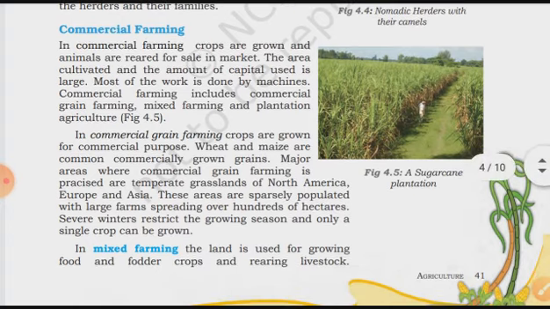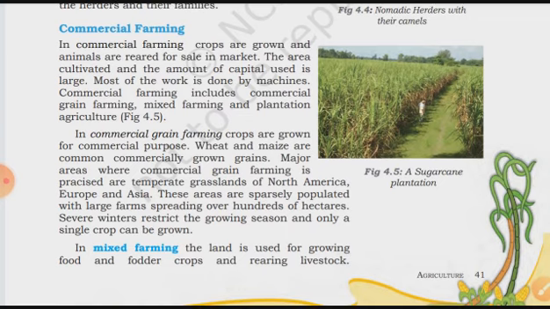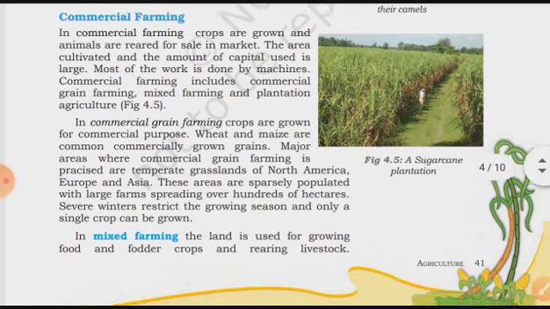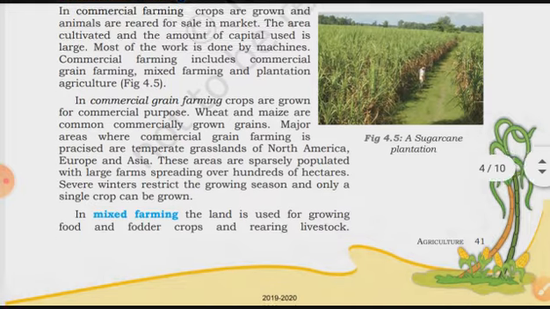The area cultivated and the amount of capital used are large. The area means big patches of land, big plots sown with crops. Meaning, in the big farms they will do the cultivation, and whatever the production is, all the products will be sold in the market. Most of the work is done by machines in commercial farming. Commercial farming includes commercial grain farming, mixed farming, and plantation agriculture.